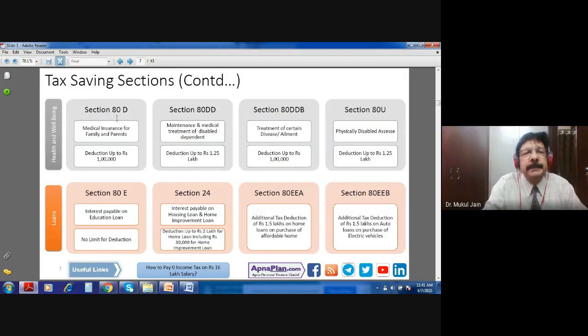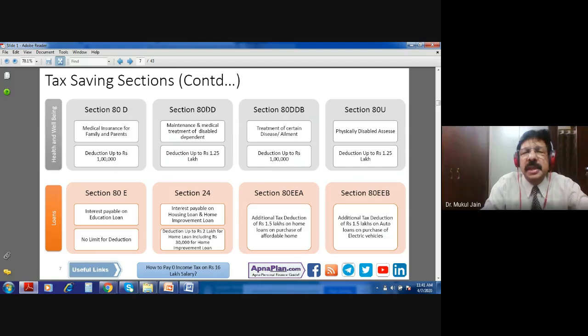Similarly, 80D, 25,000 is the limit for people who are not senior citizens. So up to 25,000 I could have spent. I have spent around 27,000. So I will get 25,000 deduction over here. So 2,25,000 rupees will be deducted from my total income straight away. Rest of them are not applicable to me.